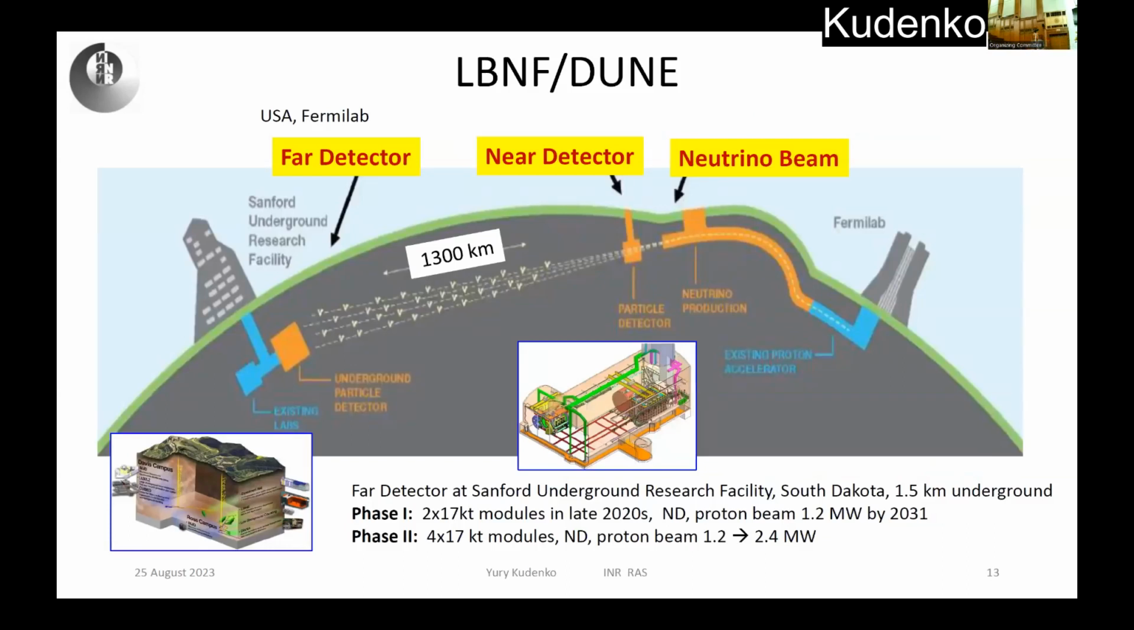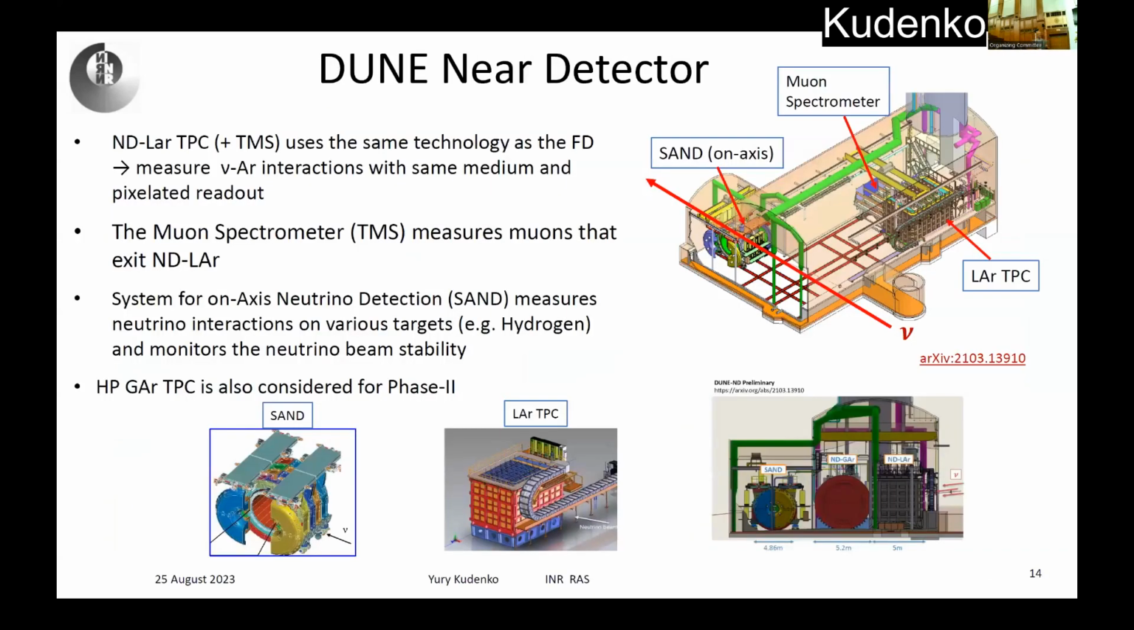Then the next project I should mention, looking to the future, is a new experiment under construction, the so-called DUNE experiment, a long baseline neutrino facility at Fermilab. And the far detector will be liquid argon, but we are interested in the near detector complex, which is also under construction. It now has a liquid argon TPC, then a muon detector, and the so-called SAND on axis, which consists of drift tubes, so more or less a low density detector. In the future, a gas pressure argon TPC will probably also be installed here.